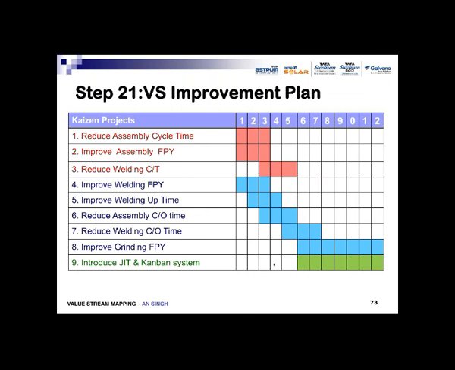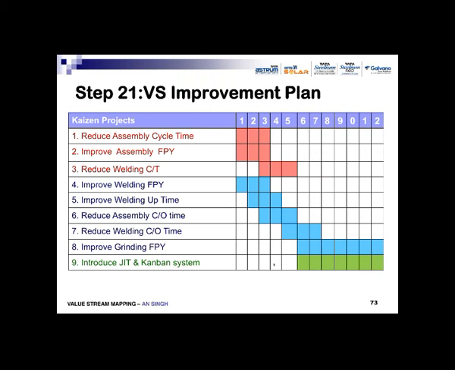So the first project is reduce assembly cycle time. Here 3 months' time is taken. It's generally 90 to 100 days. The project should be completed in less than that. For each project a different team is made. They have to learn the A3 problem solving technique and work under the guidance of a lean expert.